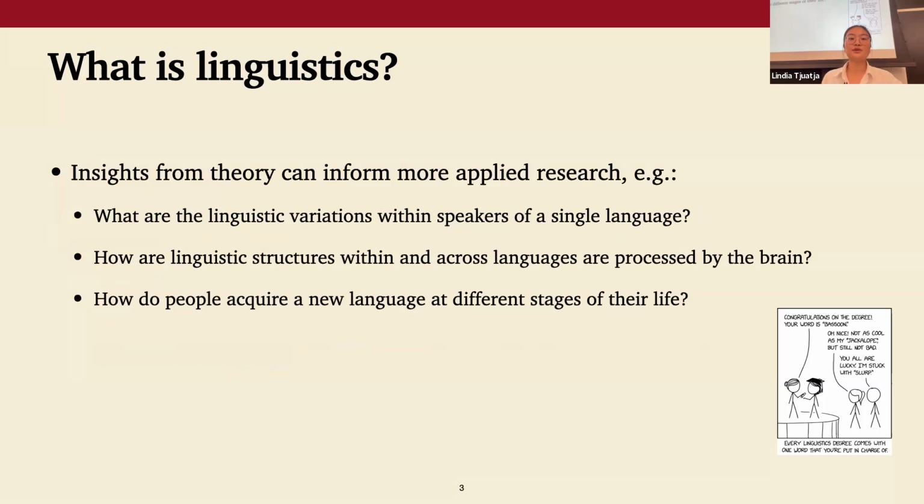And insights from theory can also inform more applied research. So we can ask questions like, what are the variations between speakers in a single language? How does this come about from social factors? How does this come about from language change? Also, what are the different types of linguistic structures within and across languages? And how are they processed by the brain?